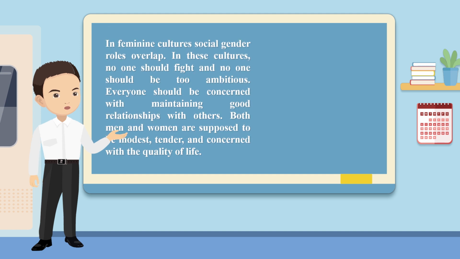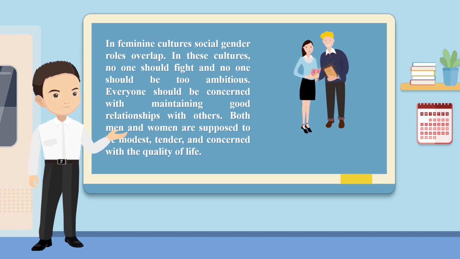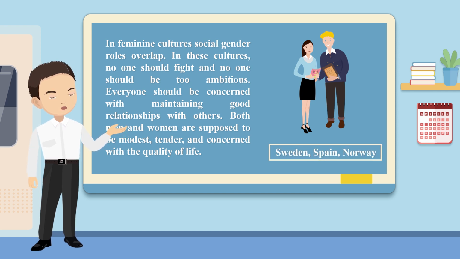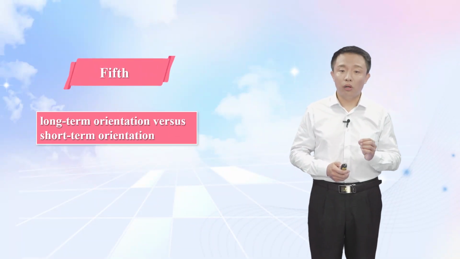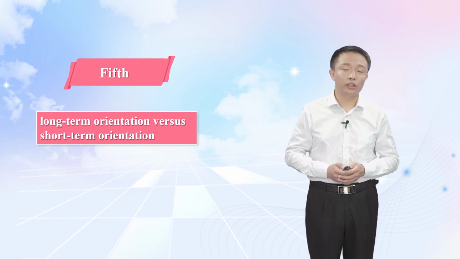In feminine cultures, social gender roles overlap. In these cultures, no one should fight and no one should be too ambitious. Everyone should be concerned with maintaining good relationships with others. Both men and women are supposed to be modest, tender, and concerned with the quality of life, such as Sweden, Spain, and Norway.